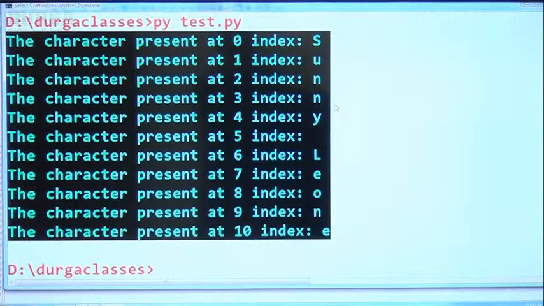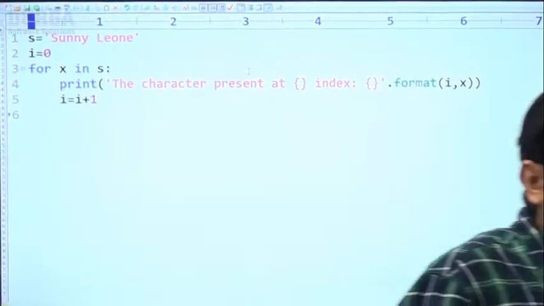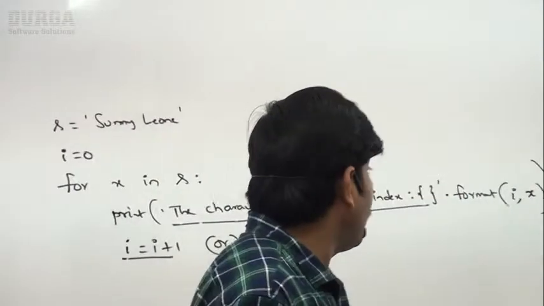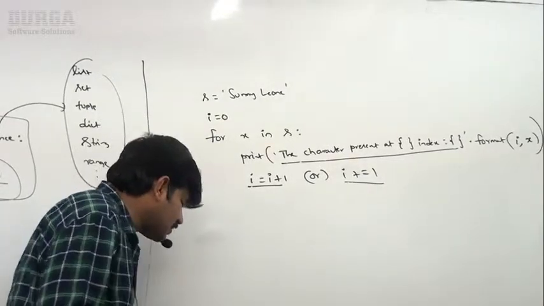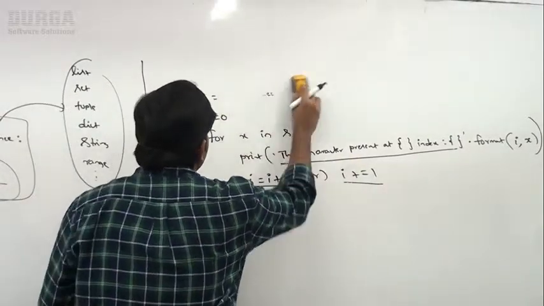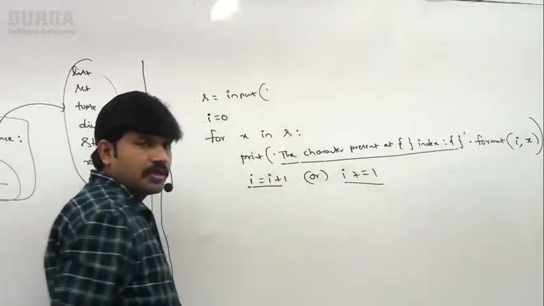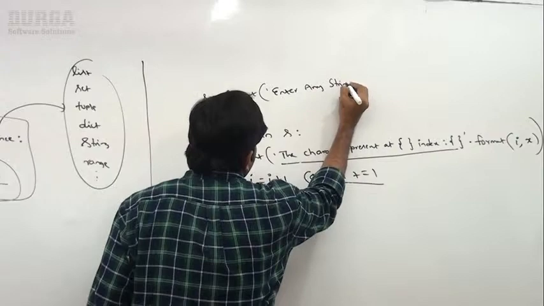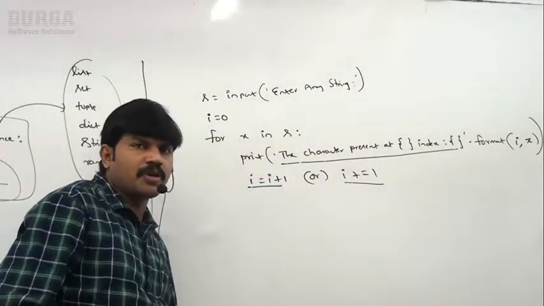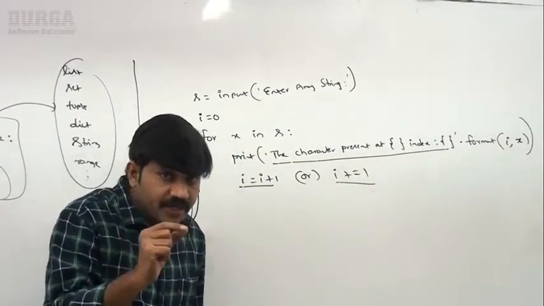Yes, I hope it's very clear for you people, right? Not required to give much explanation about this terminology. Now my requirement is, I don't want to hard code the value as Sunny Leone. I want to read it dynamically from the keyboard. Yes, you can do that. So here I'm taking s is equal to input of 'Enter any string'. Happily, for the given string it is going to provide which character is at what index.